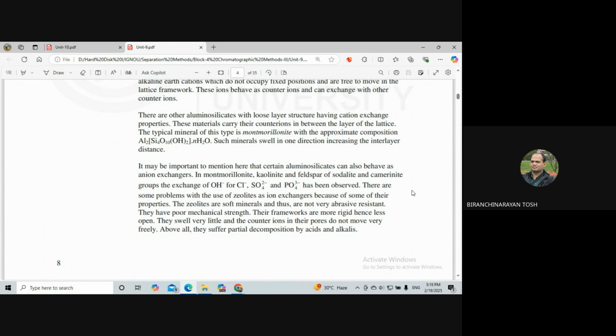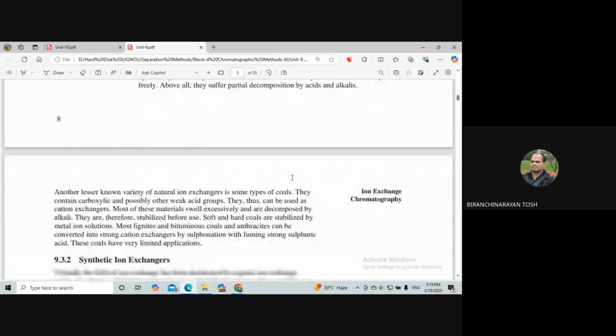There are some problems with the use of zeolites as ion exchangers because of some of their properties. Zeolites are soft minerals and thus are not very abrasion resistant. They have poor mechanical strength. Their frameworks are more rigid, hence less open. They swell very little, and the counter ions in their pores do not move very freely. Above all, they suffer partial decomposition by acids and alkalis. So this is a problem with zeolite.